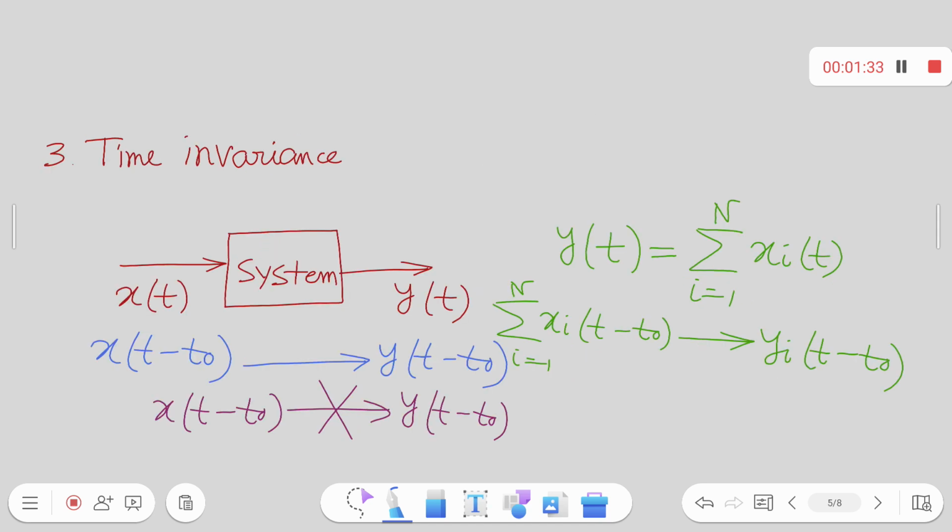Then we considered the time invariance property of the system, right? So time invariance, in general, the property can be visualized as a shift invariance property, because as I mentioned, in this particular class we have observed the signal as a function of time, but remember that signal can be a function of anything, right? So in general terms, I can call it shift invariant.